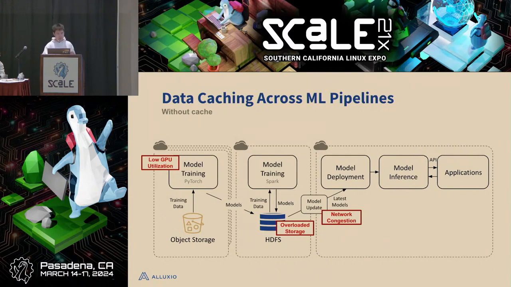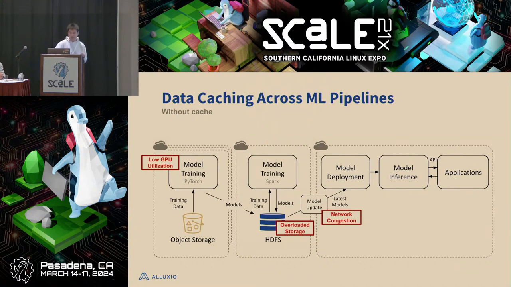That's the one problem, because they have to repeatedly read the data from the object storage. And the next problem is about the overloaded storage on the HDFS side. So lots of things, so this makes the HDFS cluster a bit unstable during that time. And another problem is about the network congestion here, because the model deployment cluster will need to very frequently try to repeatedly load the models from the HDFS side.